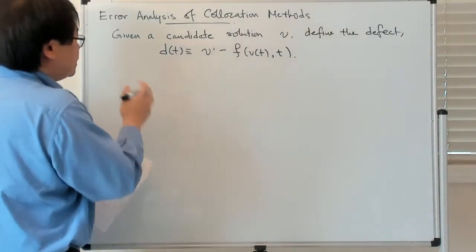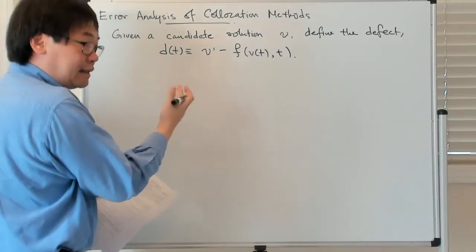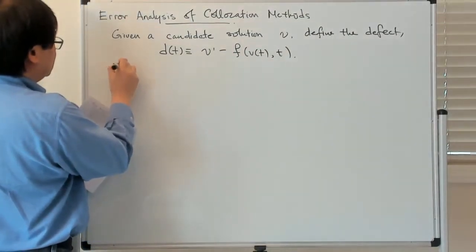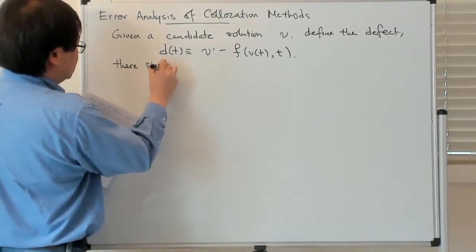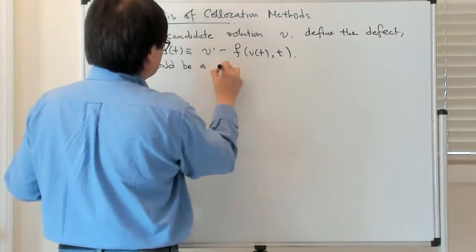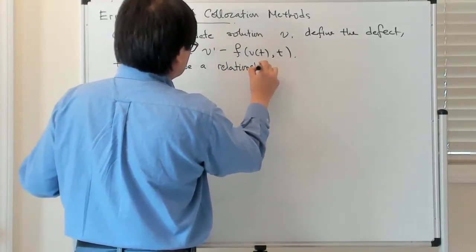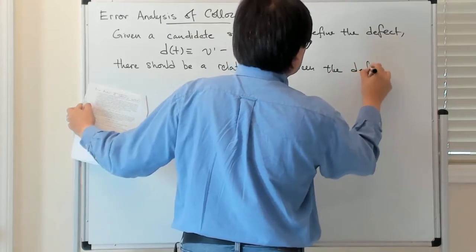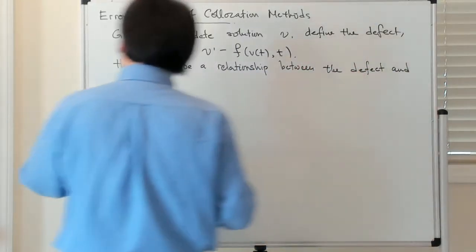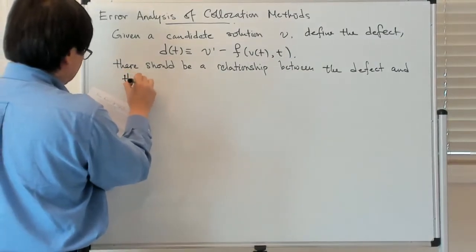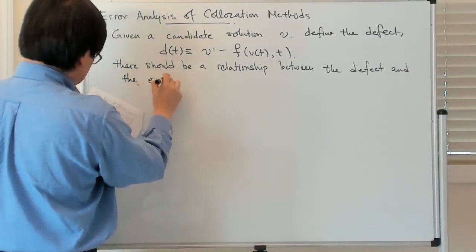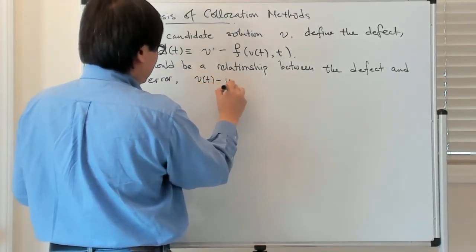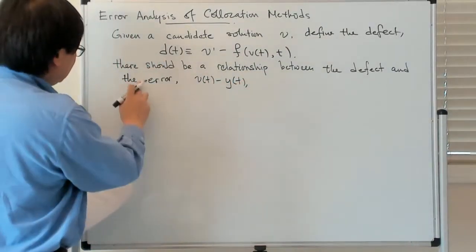And so clearly there has to be a relationship between the magnitude of the defect and the error, which is defined to be v of t minus y of t, where of course y of t is the solution of the differential equation.